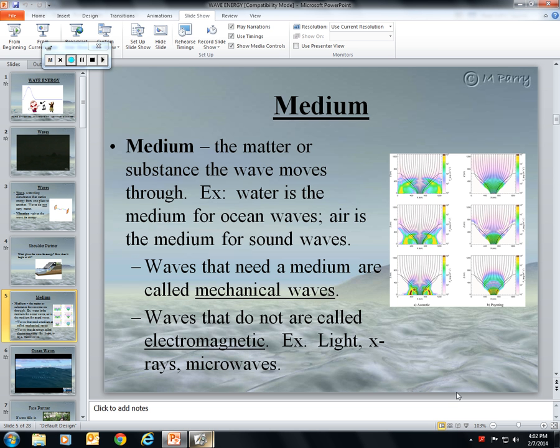All right, a medium in this sense is the matter or the substance that the wave is moving through. For example, water moves through ocean waves. Sound waves move through air, so air would be the medium. Waves that need a medium are mechanical, and waves that do not need a medium are electromagnetic. Mechanical and medium both start with M. That might help you remember.